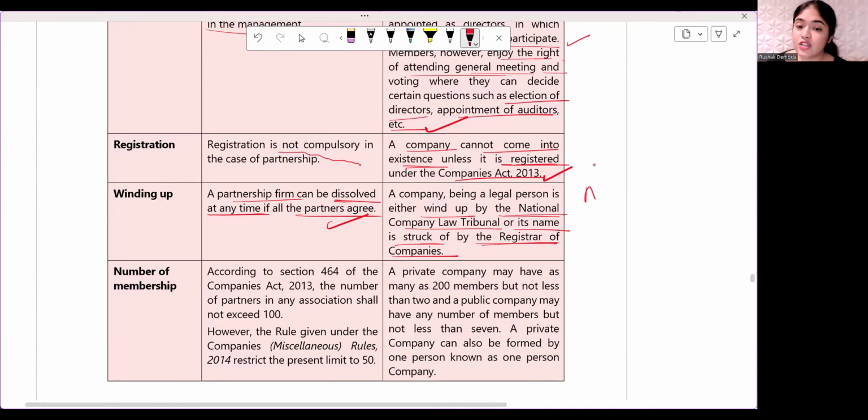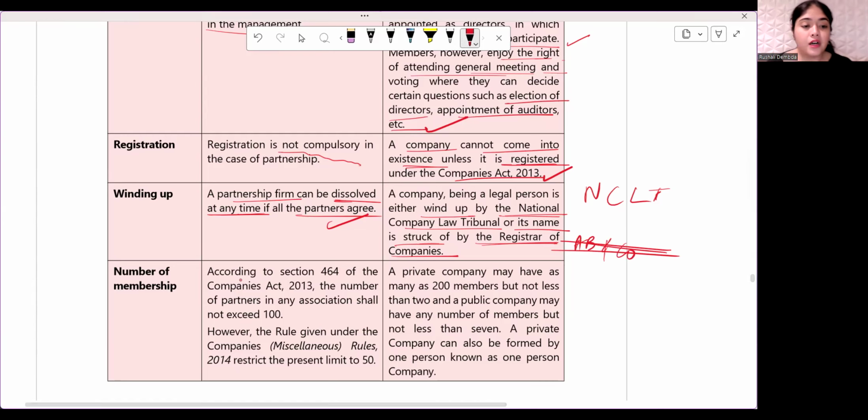When NCLT, the National Company Law Tribunal, winds up the company, it gives the order that this company has to be wound up. Vijay Mallya had the company Kingfisher Airlines, if I'm not wrong. So NCLT ordered that this company should be wound up. That time they started winding up that company. Or if the Registrar of Companies erases your name, cuts off your name, that time you can say the company is wound up.